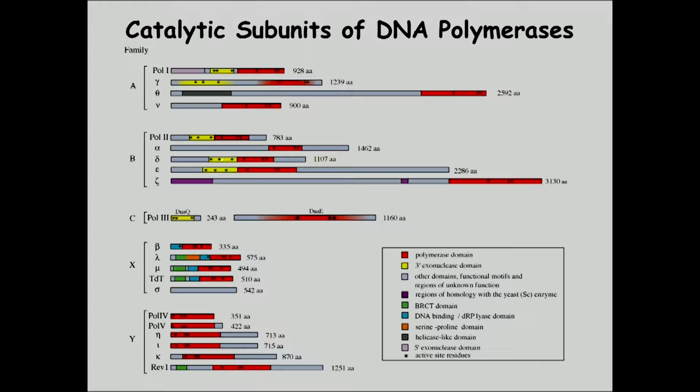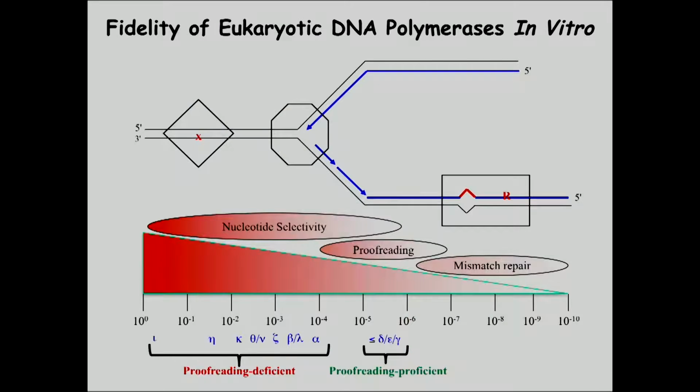And from these colors, you see that only a small number of DNA polymerases have the yellow code, which is for a proofreading exonuclease. So the majority of eukaryotic DNA polymerases, or the majority of polymerases in general that we know about, lack the ability to proofread errors. This is the fidelity of the eukaryotic DNA polymerases measured in vitro by a number of investigators.